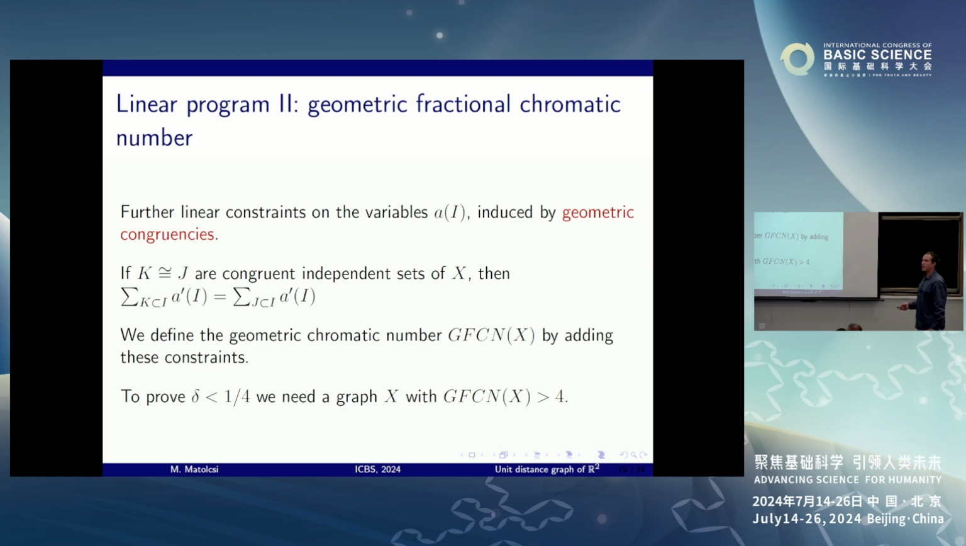And to prove that the density of a one avoiding set is strictly less than 1/4, all you need to do is to find a graph with geometric fractional chromatic number strictly larger than 4. Because if you remember, there was a division by delta in these linear programs. So the larger you go with these numbers, you take the reciprocal, and that will be the bound on delta. So if you pass 4, then delta will pass 1/4 downward, so your estimate will be better than 1/4.